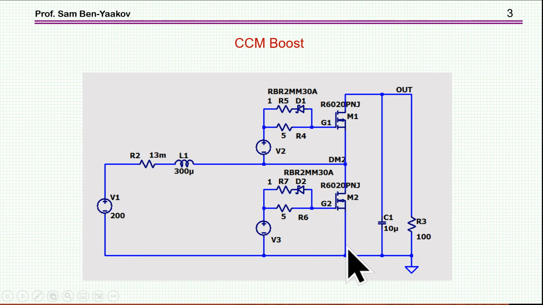I'm showing here a boost converter. Here are the two transistors, the inductor, the DC source, and here's the load. This will be used to serve as a demo for a CCM boost converter, just to explain the issue of switching, hard switching, and soft switching.